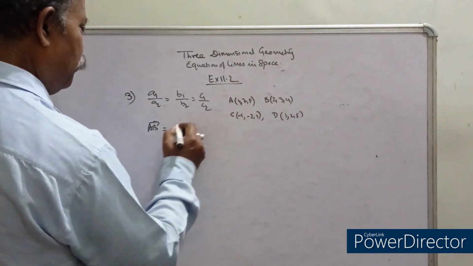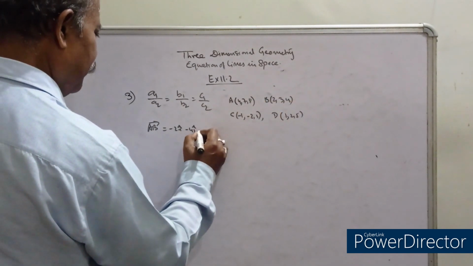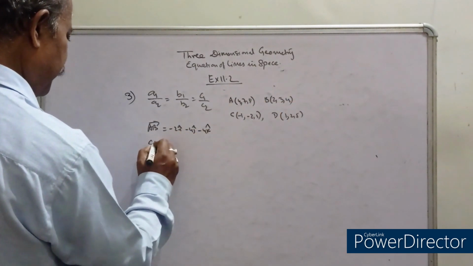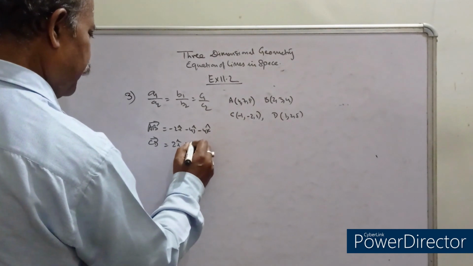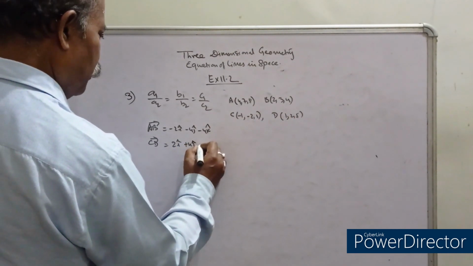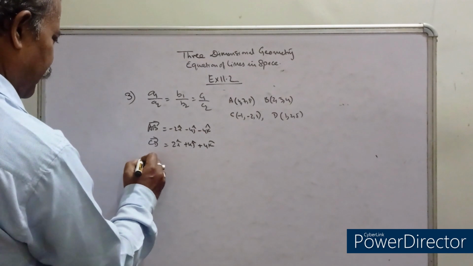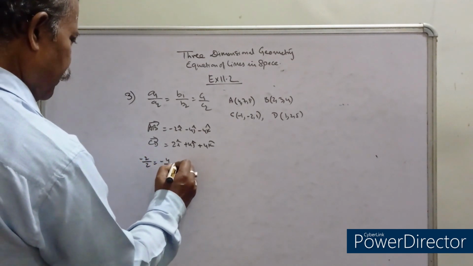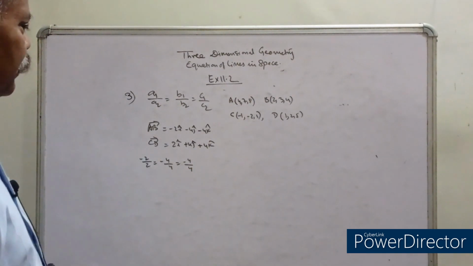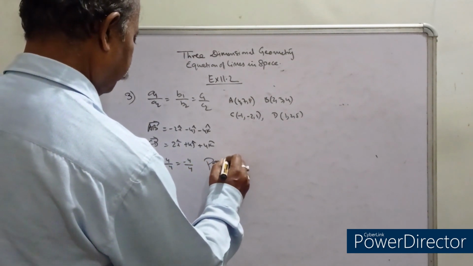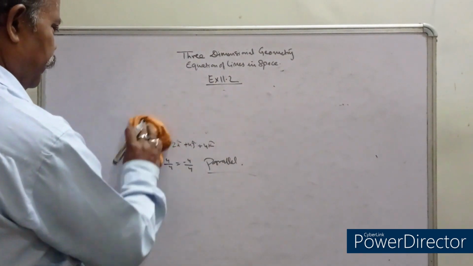Here the AB vector is 2 minus 4, that is minus 2i cap, 3 minus 7, that is minus 4j cap, and 4 minus 8, that is minus 4k cap. And the CD vector is 1 minus (-1), that is 2i cap, 2 minus (-2), that is 4j cap, and 5 minus 1, that is 4k cap. So a1 by a2 is minus 2 by 2, minus 4 by 4, minus 4 by 4, and these are all minus 1, so they are equal, so the lines are parallel. Now the next question, question number 4.